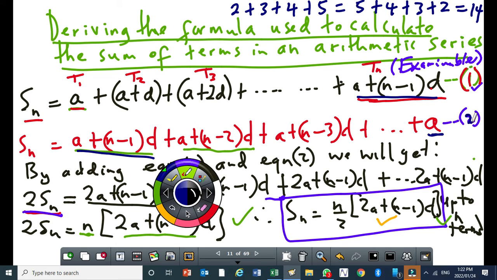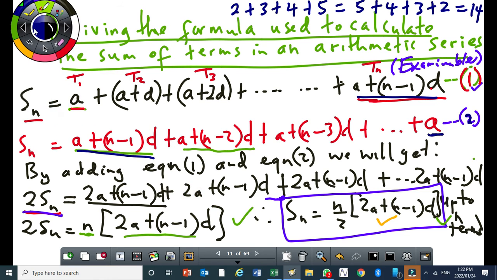We add the left-hand sides on their own and the right-hand sides on their own. Okay? Are you following them? So if we add the left-hand side on its own and the right-hand side, we will get Sn plus Sn. Okay? That will give you 2Sn. Sn plus Sn gives you 2Sn.